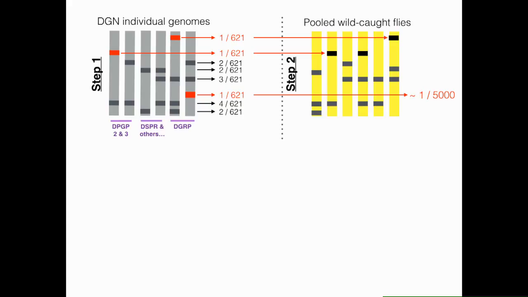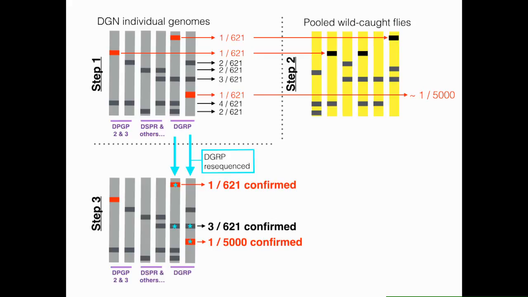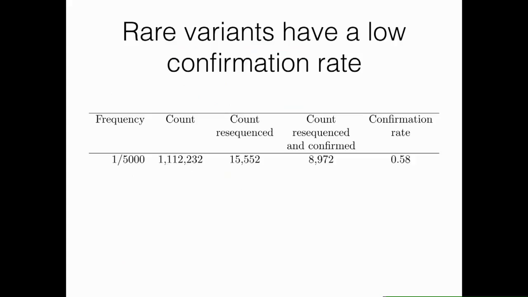Even though we're pretty confident that these rare variants are real because they were identified in these high coverage genomes, you might still worry that this filtering down process could inadvertently select for sequencing errors. So to deal with that, we're going to also look at the resequence data to actually confirm these variants. This turned out to be very important because the rare variants were actually confirmed at a lower rate.